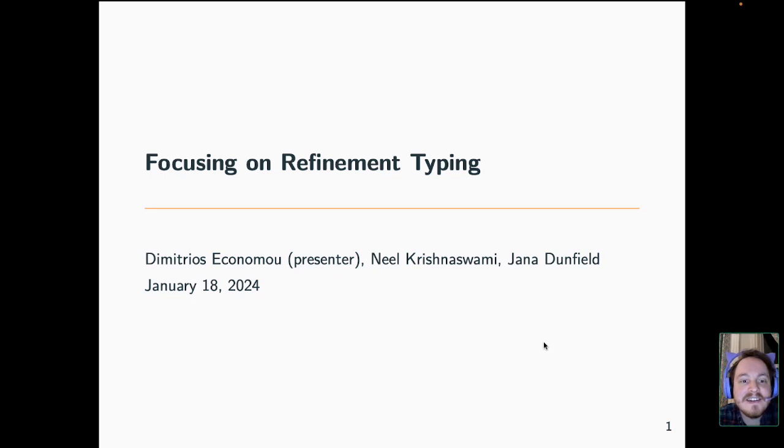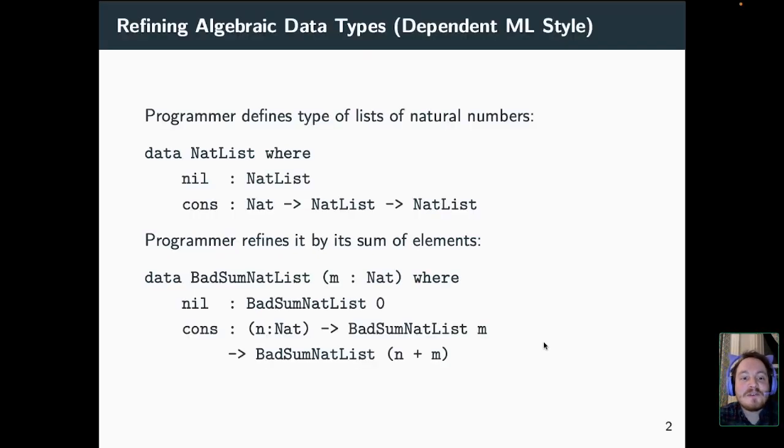Okay, so let's refine the type in the dependent ML style. Let's refine the type natlist, which is just the type of list specialized to natural numbers. Let's give it the sum of the elements refinement by giving it an index, and let's say that the empty list sums up to 0, and that a cons cell sums up to n plus m, where n is the head element and m is the sum of the tail list.